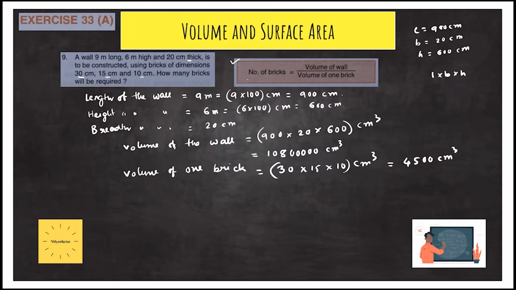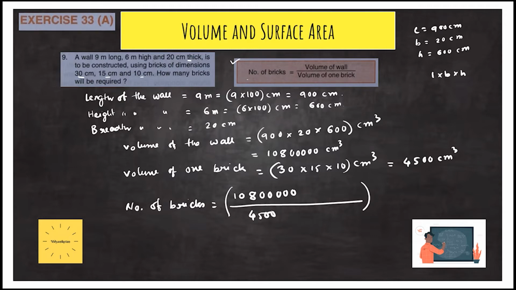Now we need to find out number of bricks. So number of bricks is equal to volume of the wall, that we have found out to be 108 then 5 zeros, divided by 4500. So it is a number, so no unit will be here. So ultimately the answer is 2400. So how many bricks will be required? 2400 bricks will be required.